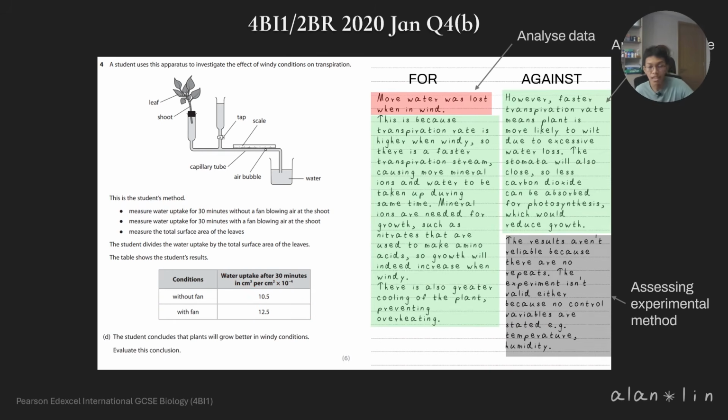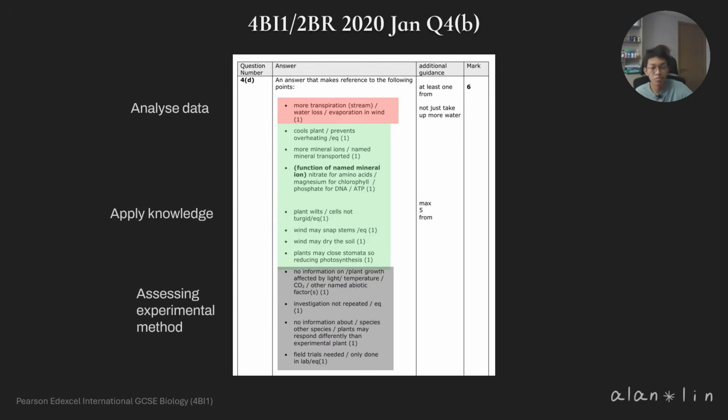If we break it down into the 3 steps, the first step would be data analysis, the second step would be applying the knowledge, and the third step would be assessing the experimental method. And that's how the response breaks down into those 3 steps. The mark scheme also breaks down into those 3 steps: data analysis, applying your knowledge, and assessing the experimental method, which is why I think these 3 steps are really good at cracking these questions. However, step 2 is sometimes skipped.